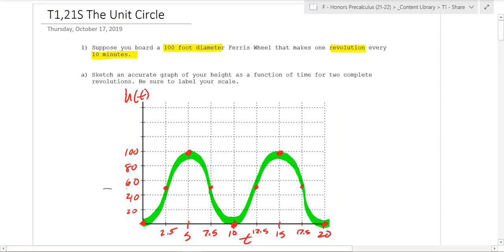Remember, the midline is at y equals 50, or in this case h of t equals 50. So that would be 2 revolutions. I stopped here just because the scale makes it nicer to make that 100.